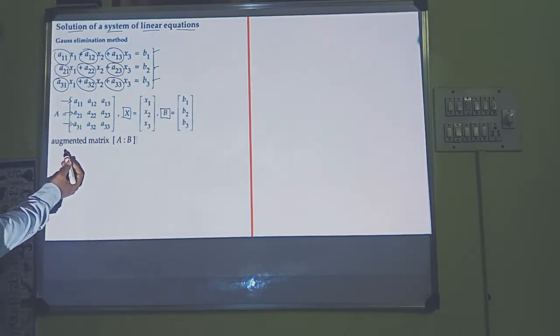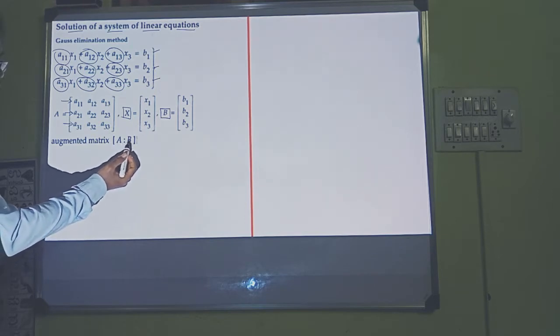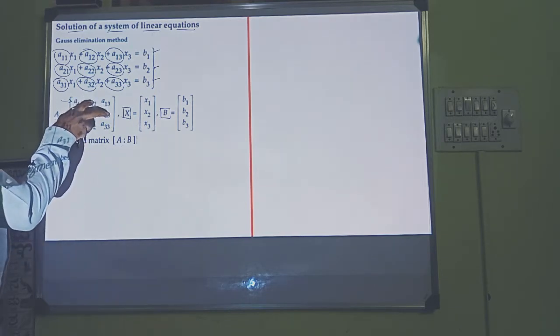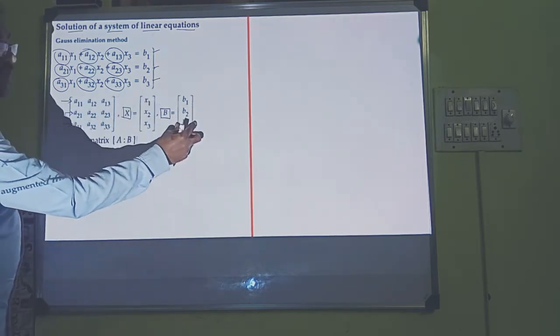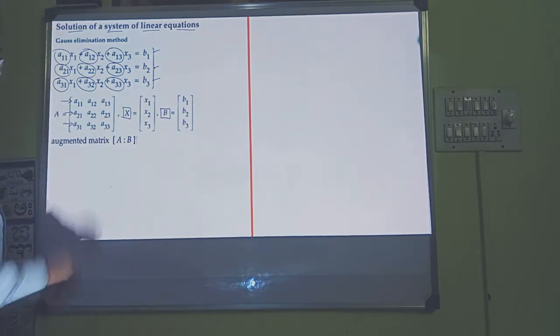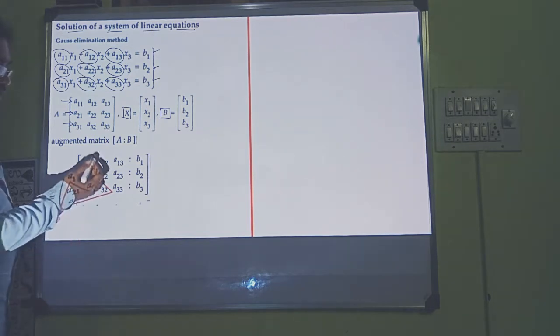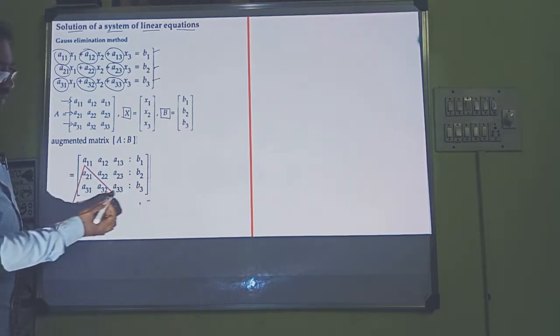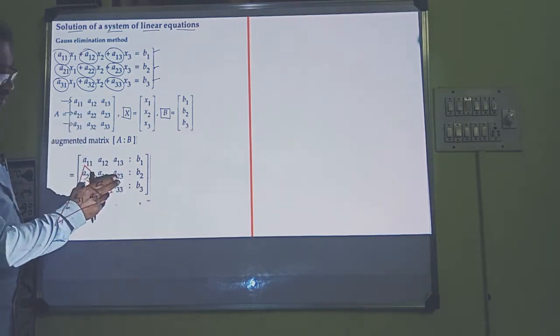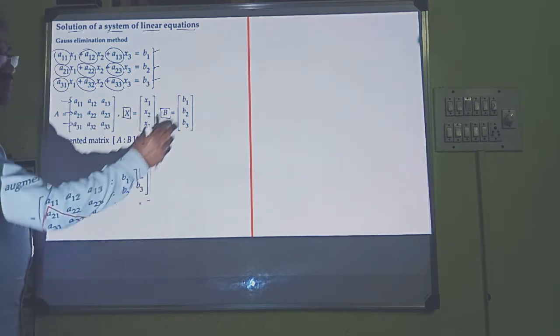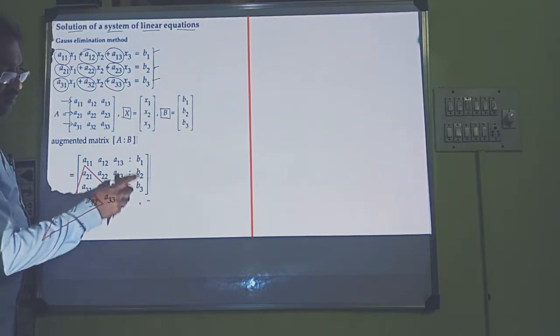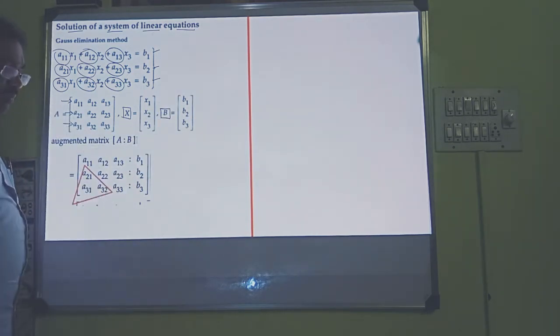Next step is write down the augmented matrix A|B. If you combine this matrix with matrix B, you will get the augmented matrix. So what is the next step? Write the augmented matrix, coefficient matrix, then constant matrix. Here we have combined. So this is our augmented matrix.